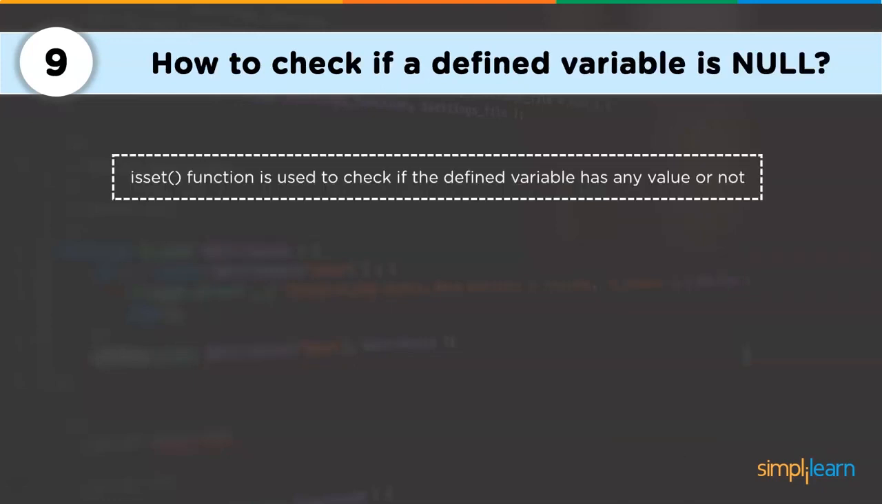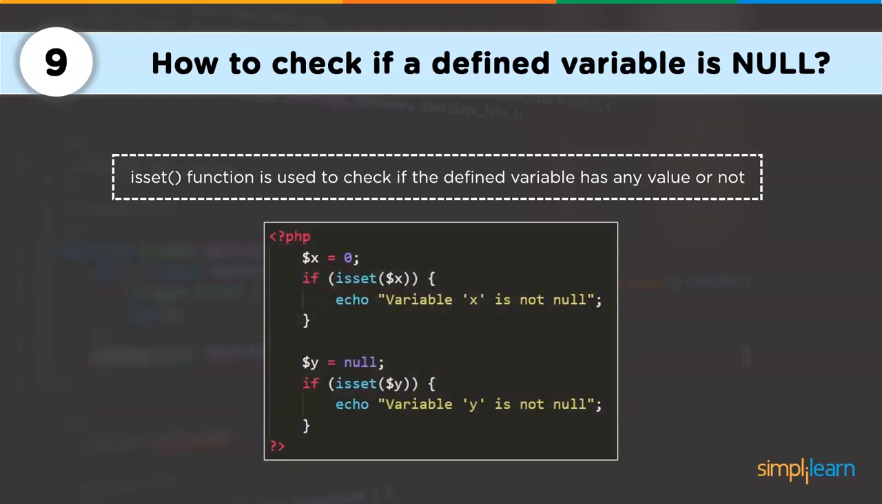Moving on, how to check if a defined variable is null or not. So the isset function is used to check if the defined variable has any value or not. Suppose you have this block of code in front of you, and you want to check if this x variable that you've defined is null or not. What you do is you put the isset function inside the if condition and it will return true if it's not null, while it will return false if it is a null value. Since it is not null, it returns true and we can display echo as variable x is not null, while in the case of variable y, it is a null value, so the if condition will be false and it will not display anything.